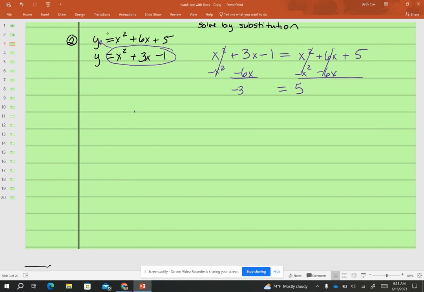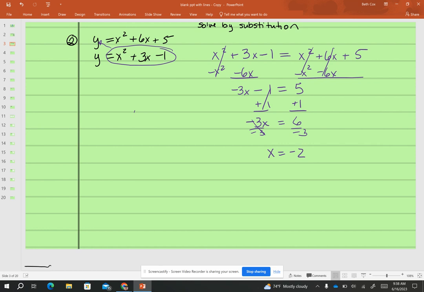So that gives me a 5 and a negative 3x minus 1. I'll keep solving. I'm going to add 1 to both sides. On the last problem, I didn't do all these. I did this in my head. Divide by negative 3, and I get x is equal to negative 2. I only get one x this time.